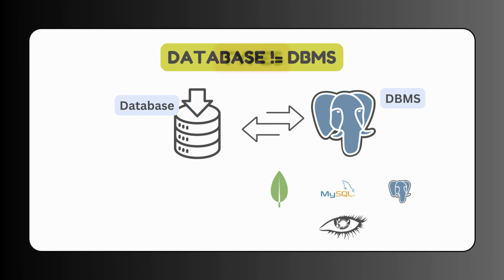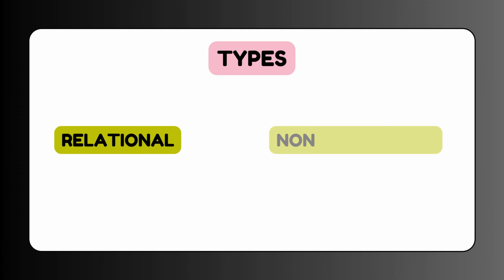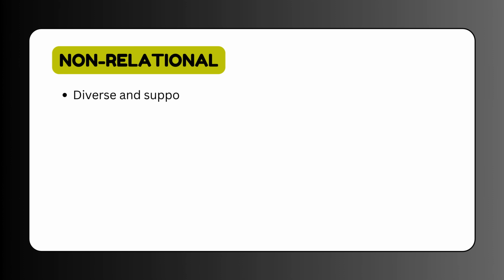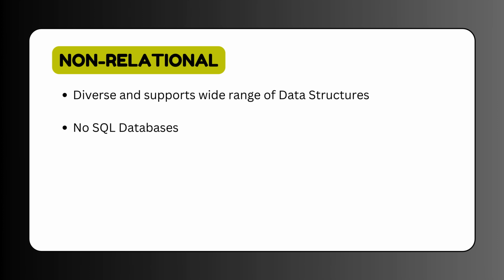And let's also have a look at the database types. Broadly, databases are categorized into relational and non-relational databases. Relational databases are highly structured and understand a programming language called Structured Query Language, or SQL. And non-relational databases are highly diverse, supporting a variety of data structures. And since many non-relational databases do not use SQL, they are often called NoSQL databases.